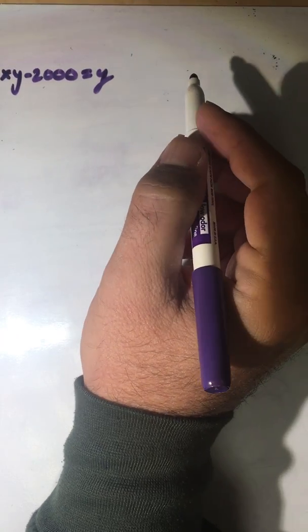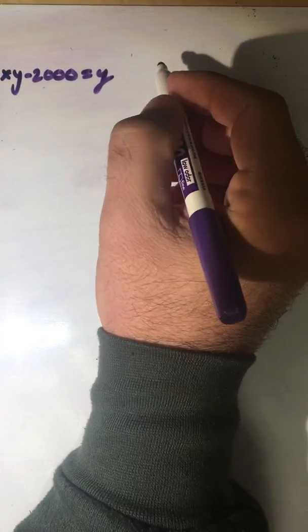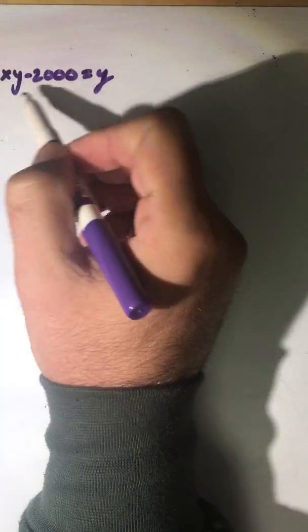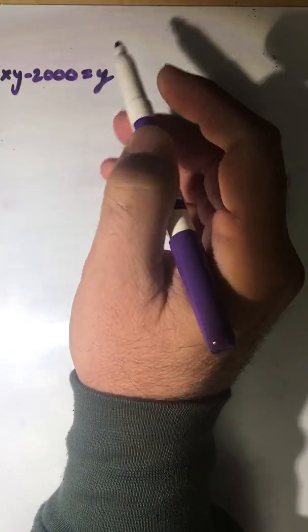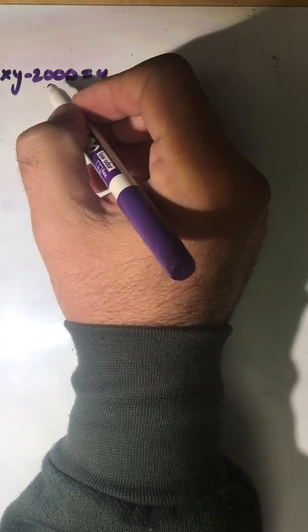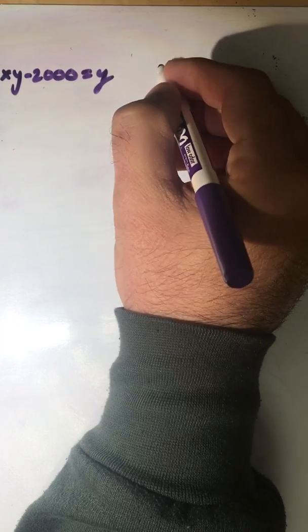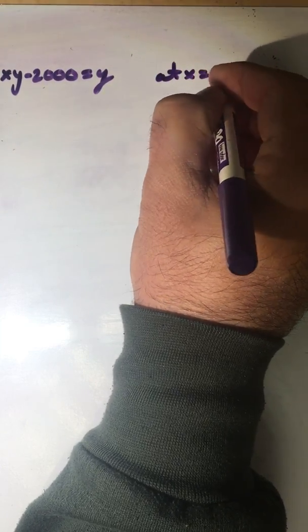So this is question 37 on page 853. It says we've got the equation xy minus 2,000 equals y. So we've got this implicit function. We want to do the derivative of it because it says what's the equation of the tangent line to this curve at x equals 2.